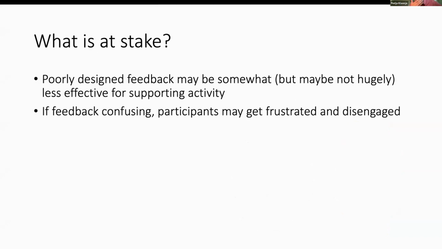But at the same time, there could potentially be some burden issues as well, right? If the feedback is confusing, if participants are not able to see that they're actually progressing, they might get frustrated and disengage from the intervention. But both of these, if you think about how much is at stake, there is some stuff at stake, but it's not massively heavy. But you still have to make a decision. If you're going to have an intervention that has smartwatch based feedback, you need to make a decision on how you're going to do this, right?